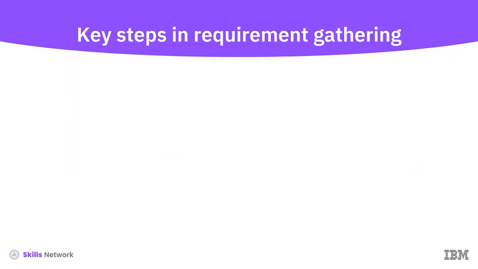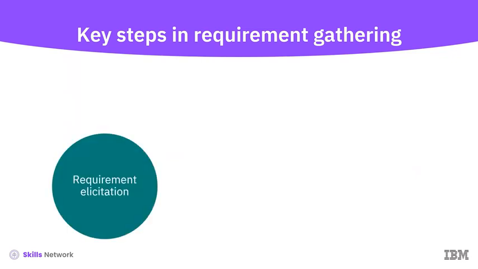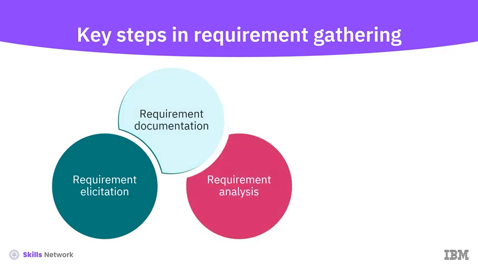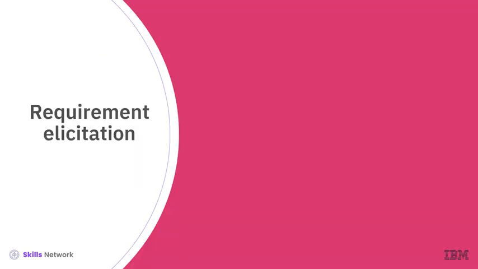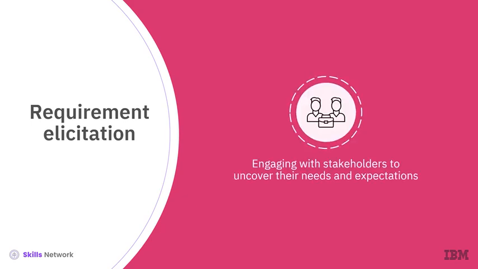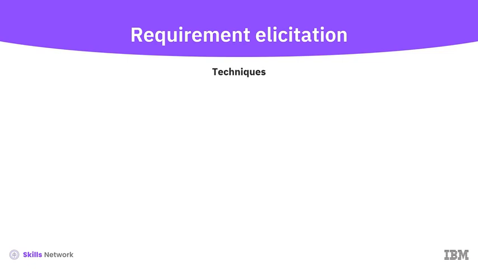The process of requirement gathering includes the following key steps: requirement elicitation, requirement documentation, requirement analysis, requirement validation, and requirement management. Let's walk through these steps. The first step is requirement elicitation, which involves actively engaging with stakeholders to uncover their needs and expectations. There are several techniques you can use.